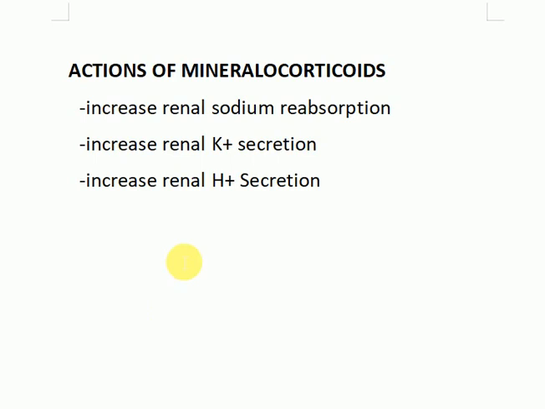Then the actions of mineralocorticoids or aldosterone: they increase the renal sodium reabsorption, increase the renal potassium secretion, increase the renal hydrogen ion secretion. As the aldosterone has a role in regulating the BP, when there is reduced blood volume, there is more aldosterone secretion, and it causes the renal sodium reabsorption, the renal potassium secretion, and increases the renal hydrogen ion secretion.